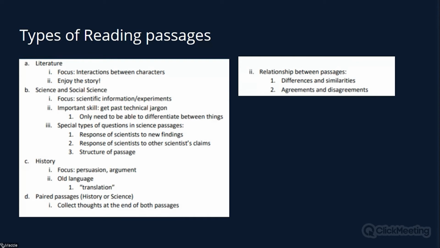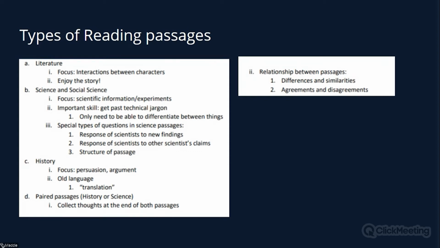Another important skill for these passages is just getting past the technical jargon. They're going to say names of stuff that you don't even know how to pronounce, and that's totally okay. I don't ever pronounce stuff right when I'm doing the test. Sometimes I'll just make up some weird name for it just to be able to remember what something is. So the important thing is to differentiate between things, not necessarily to be able to pronounce them. Just be able to know what thing is what and what it does, basically.